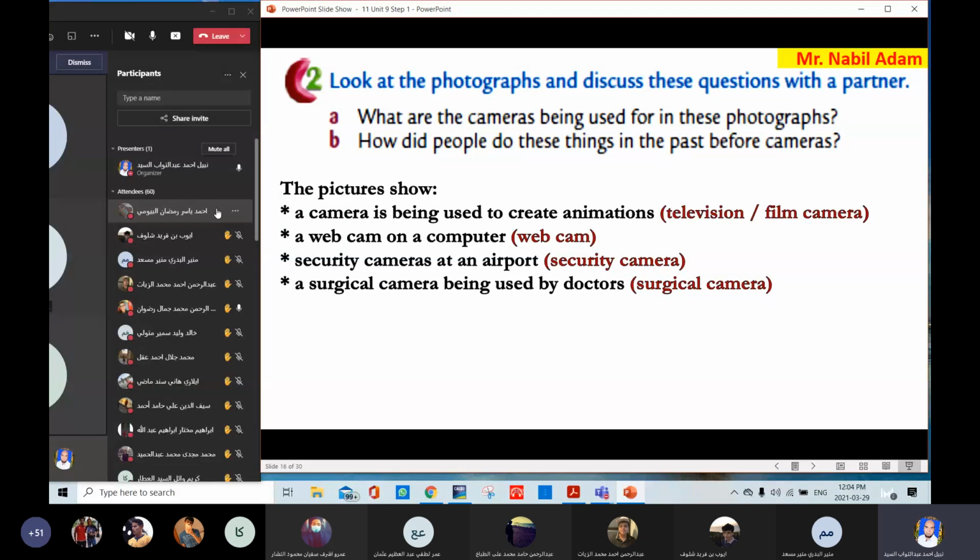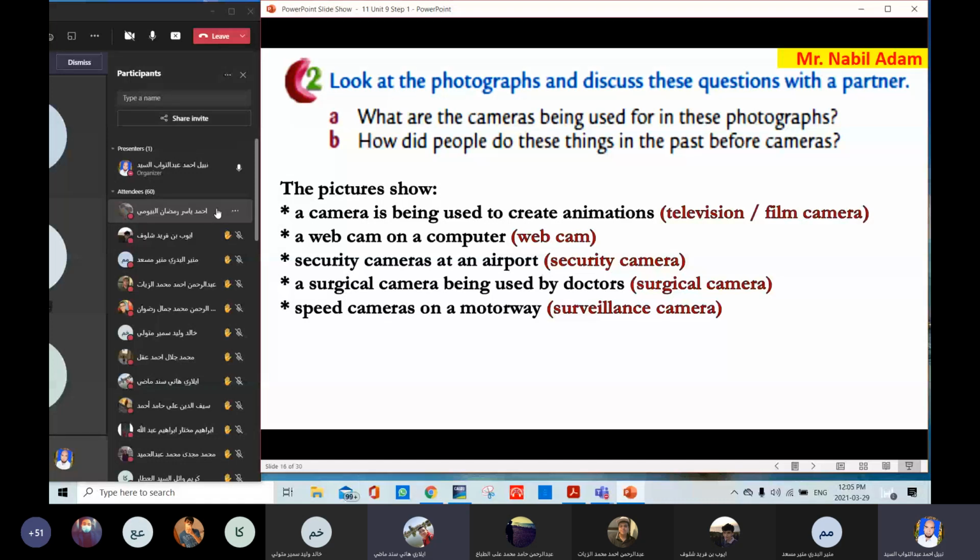Yes, Khalid. It can be used as speed cameras on the way, or speed limits or speed cameras on the motorway, for monitoring or watching the motorway. Okay, next. Some cameras are used in judging football matches. The VAR. Football matches. Yes. Thank you.